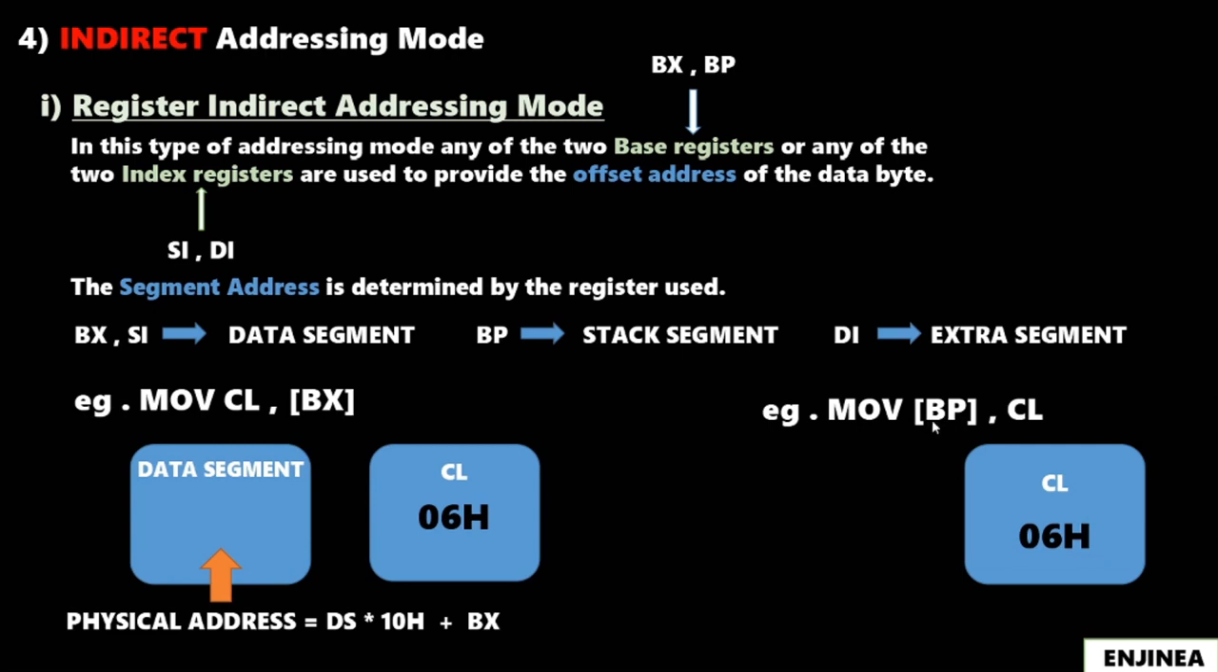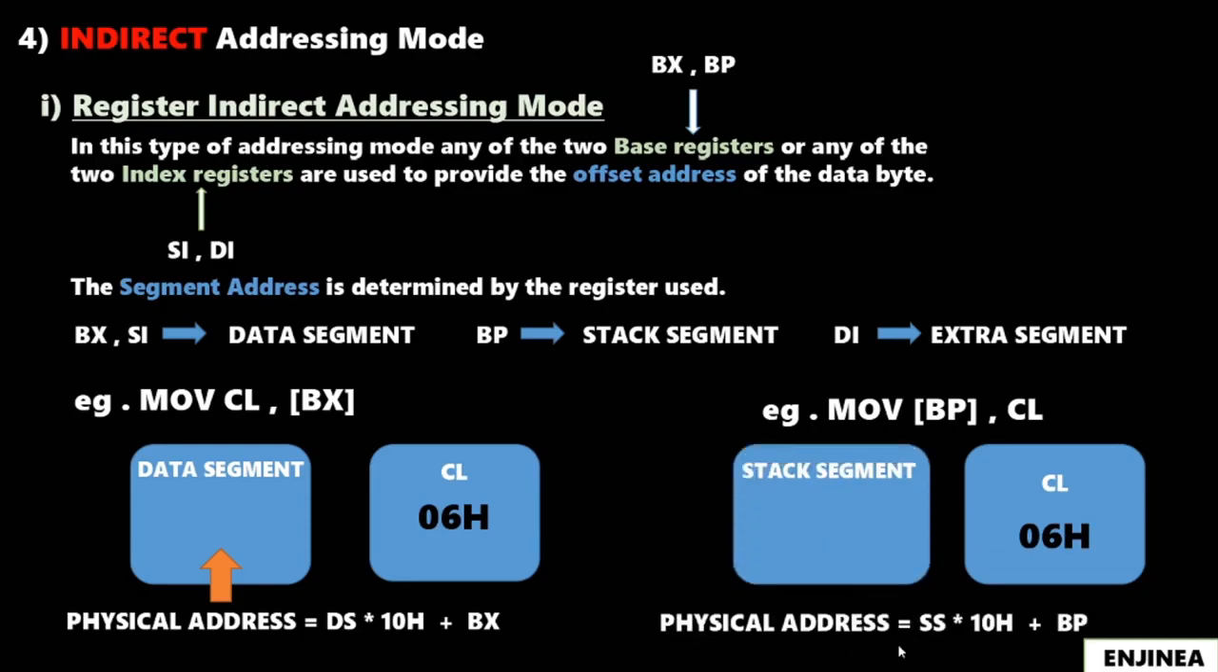Now since in brackets we have BP, BP points to the stack segment. So the physical address in this stack segment will be calculated as SS times 10H plus the offset address which is given by BP. So whatever this location is inside this stack segment, suppose this one, here our data will get stored. So the value from CL will move to that location inside our stack segment since it is BP.